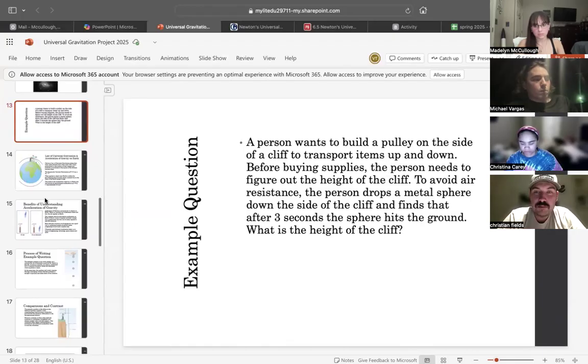A person wants to build a pulley on the side of a cliff to transport items up and down. Before buying supplies, the person needs to figure out the height of the cliff. To avoid air resistance, the person drops a metal sphere down the side of the cliff and finds that after 3 seconds, the sphere hits the ground. What is the height of the cliff?